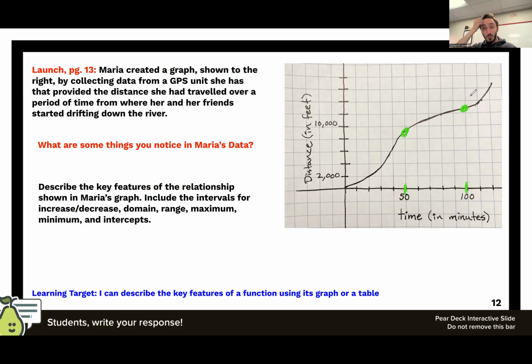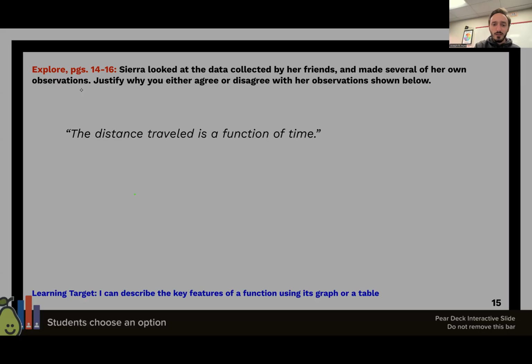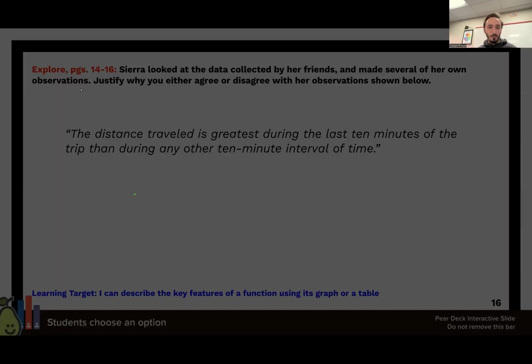There are some instances where you might have a relationship where for one input, it makes sense to have multiple possible outputs. That would technically fail to be a function. So for this third question, I find myself agreeing with that given statement. Distance traveled is definitely a function of time.